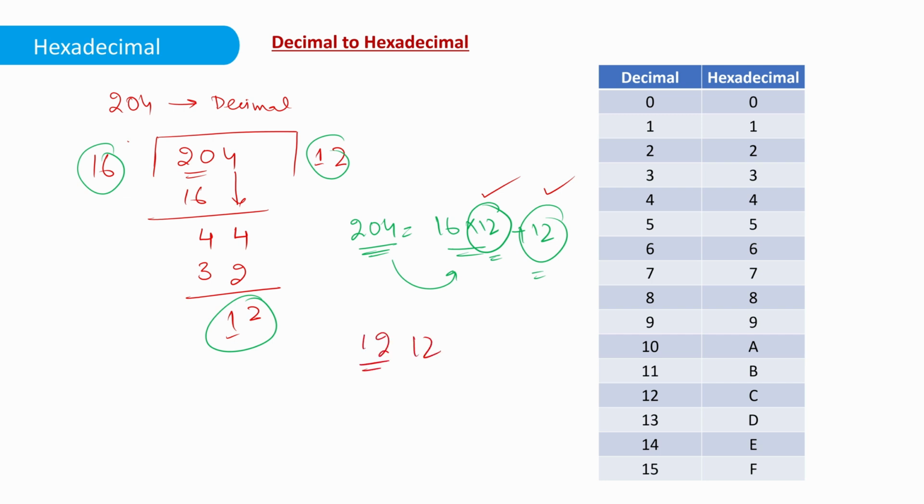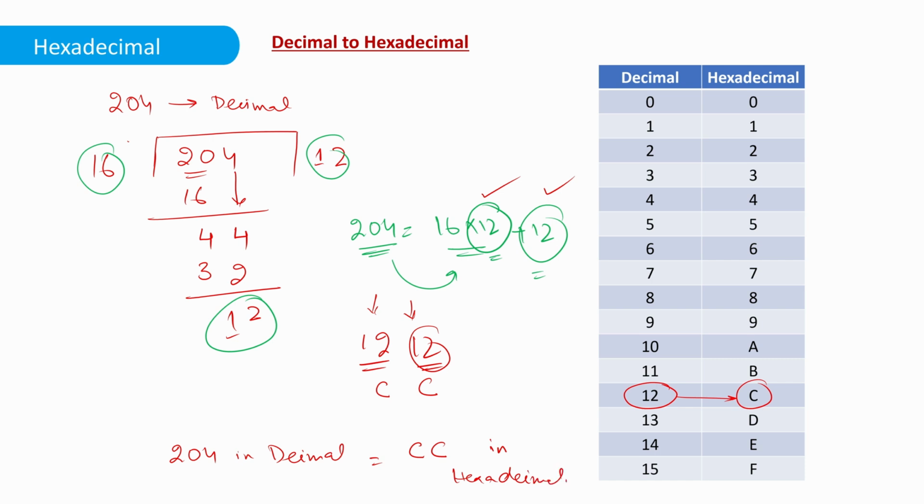These are actually single digits. Don't look at them as the number 12, which has 2 digits. Look at them as single digits of the hexadecimal system. In the hexadecimal system, this 12 corresponds to C. So for this 12, we will write C, and for this 12, we will write C again. So we have converted 204 from decimal to hexadecimal: 204 in decimal is equal to CC in hexadecimal.